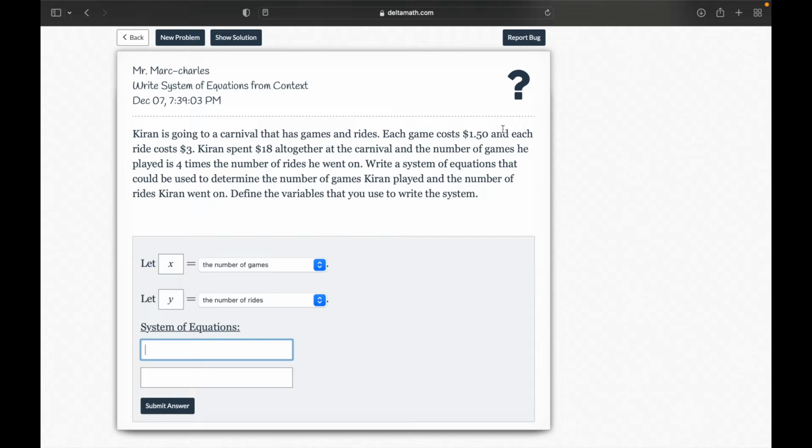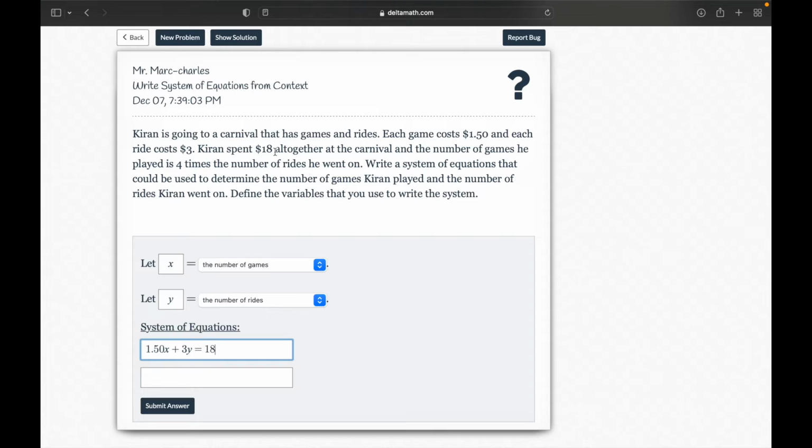Each game costs $1.50, so I can do $1.50 for the games, which is x. We're doing an equation for the total cost. And now for the rides, each ride is $3. So that's 3. The variable for rides is y. And I put the total cost now, which is Kiran spent $18 altogether. So 18. What is the next part asking us?